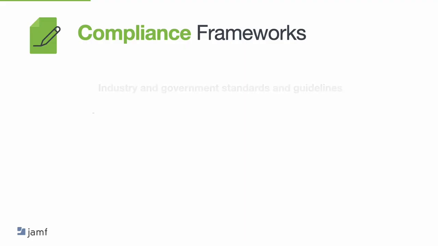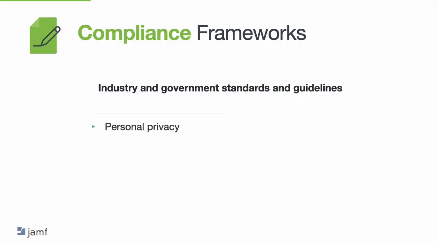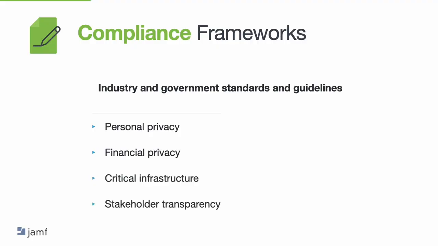So industries and governments, of course, continue to provide standards and guidelines that mandate standards for the protection of things like personal privacy, financial privacy, critical infrastructure, and stakeholder transparency. These framework categories make it very clear that frameworks are not just about implementing the right safeguards, but they also include building overall risk management and information security programs. So selecting the right set of frameworks is a process, a very important process. So let's take a look at some examples to really illustrate that.